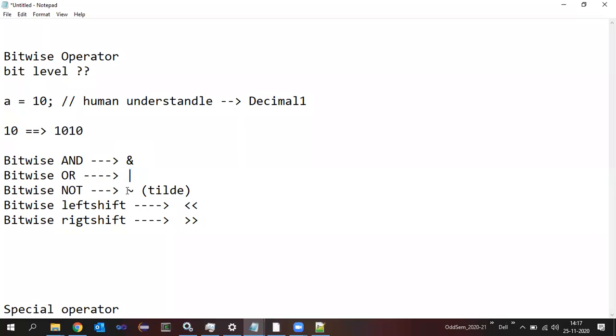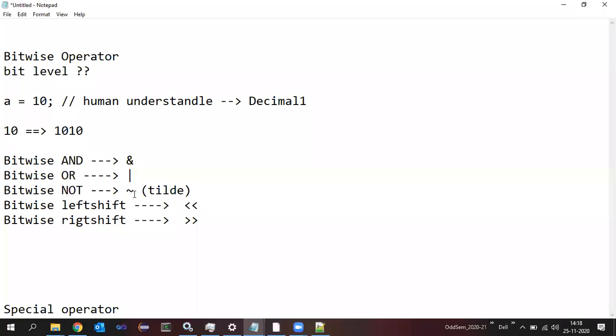This particular symbol is present. Does anybody know where this particular key is present on the keyboard? If anybody is having a keyboard or a system with you right now, you have an escape button in the first topmost row, on the top left side. Just below that, on the second row, the first key is the tilde symbol. If you want to type this one, press shift and then that key, then you will get this tilde symbol. So this is the operator for bitwise NOT.